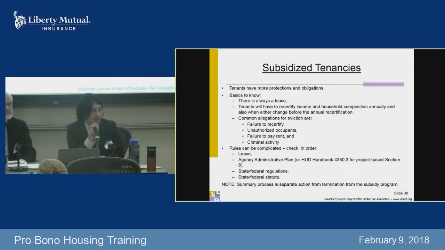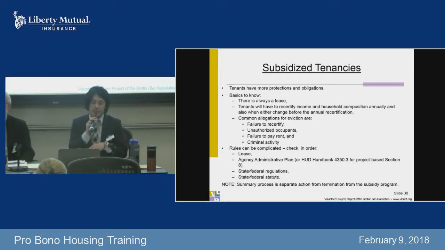One thing to know about subsidized tenancies, though, is tenants will often ask, does this mean I'm going to lose my voucher if I get evicted? And the answer is, not necessarily, but maybe. Because summary process is going to be about possession for the unit, right? And so that's when the landlord is trying to evict a tenant. The voucher program that they're part of is administered by another agency, and the reasons why the landlord wants to evict could also be program violations.